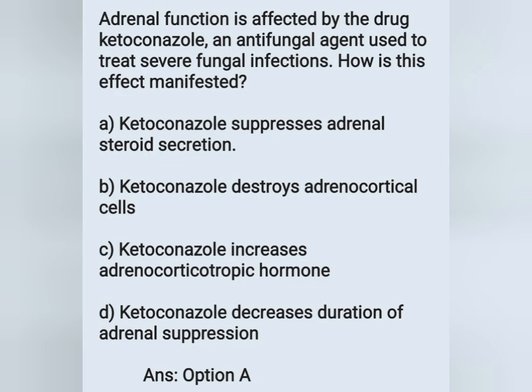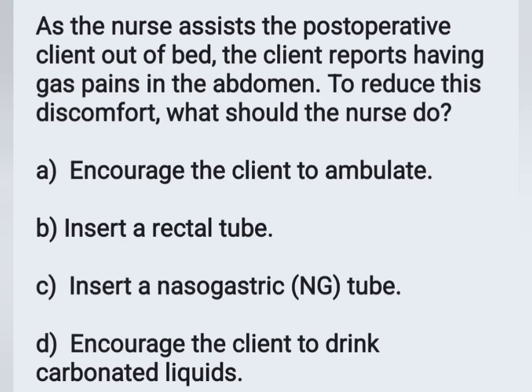Move on to the next question. As the nurse assists the post-operative client out of bed, the client reports having gas pain in the abdomen. To reduce this discomfort, what should the nurse do? Options: Option A, encourage the client to ambulate. Option B, insert a rectal tube. Option C, insert a nasogastric tube. Option D, encourage the client to drink carbonated liquids.